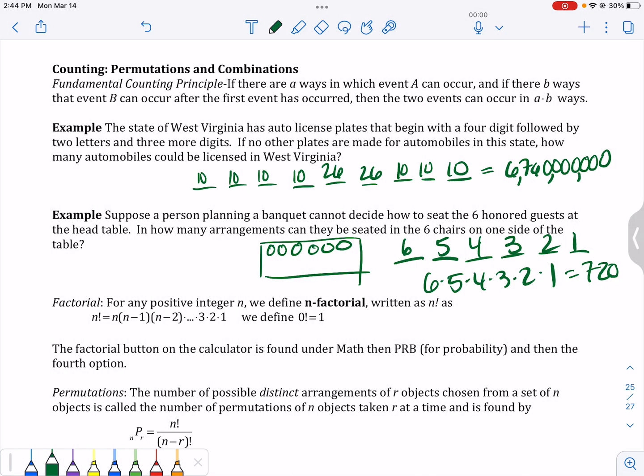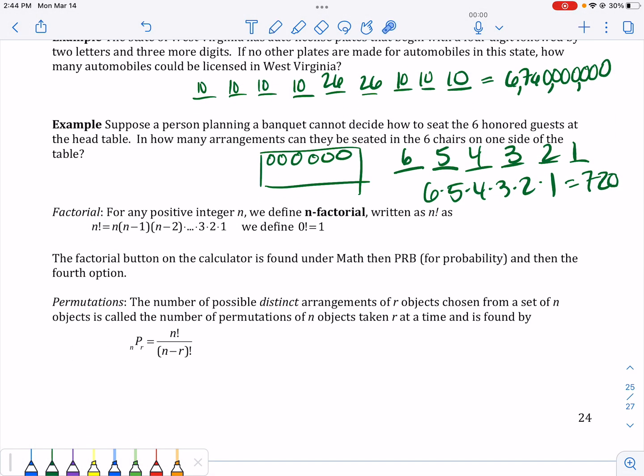So then this is how we get this next thing. This is an example of how we have a factorial. A factorial is for any positive integer n. N factorial is the same thing as n exclamation point, but we verbally say n factorial even though we write it as n exclamation point. When we are taking the factorial of n, it's n times n minus 1, so the number right before that, and then 2 numbers before that, and then all the way down to multiplying by 1.